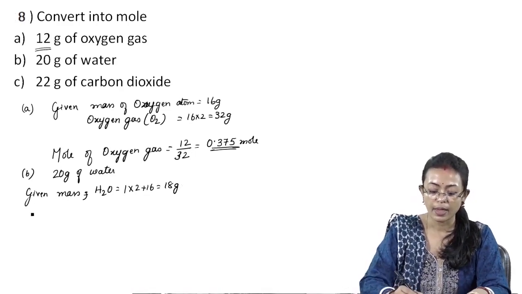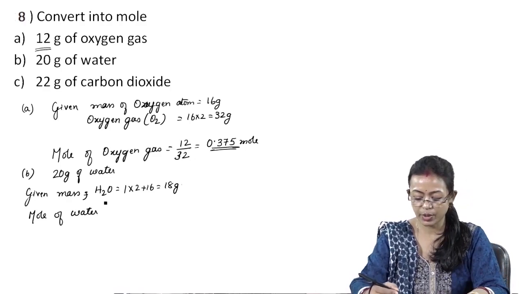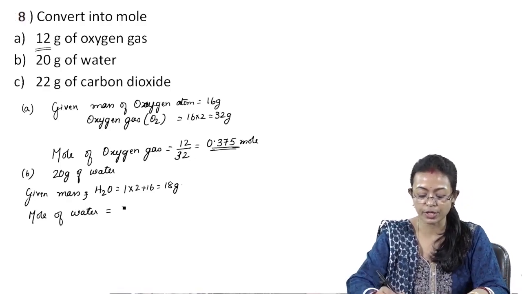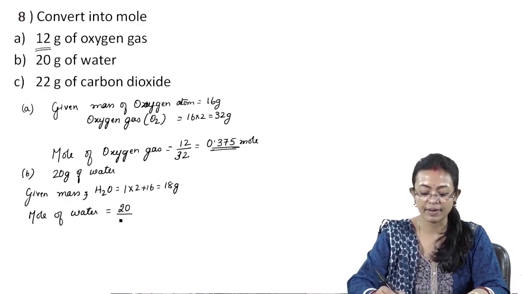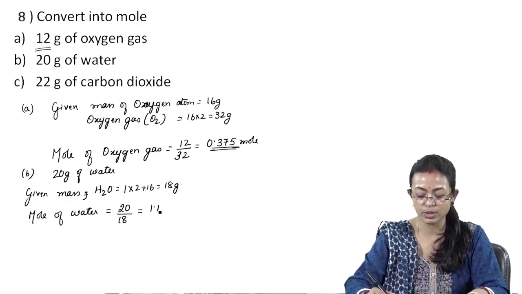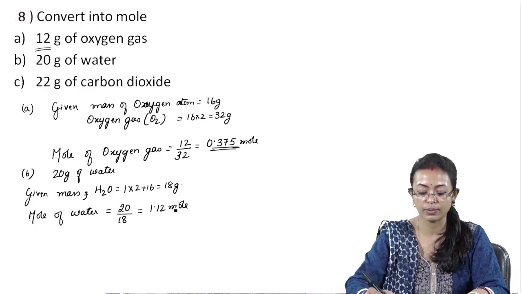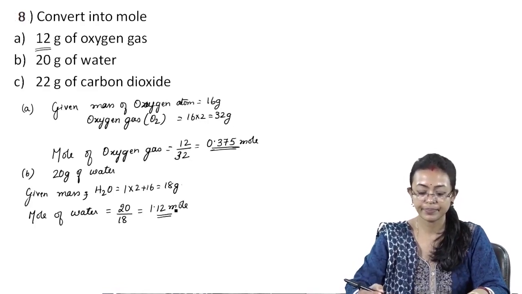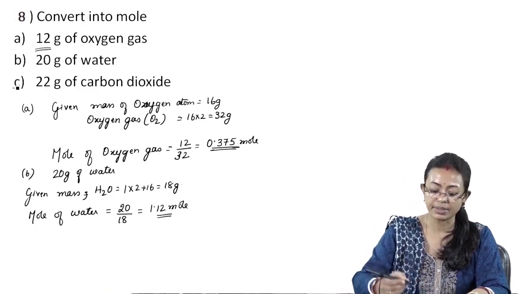So, mole of water is, what is it going to be? Mole of water is going to be 20 divided by 18, which is equal to 1.12 mole. Clear?